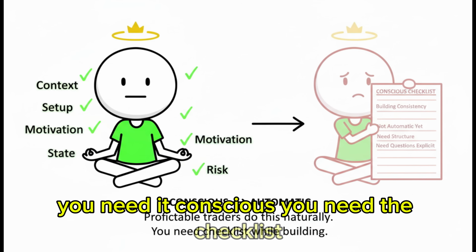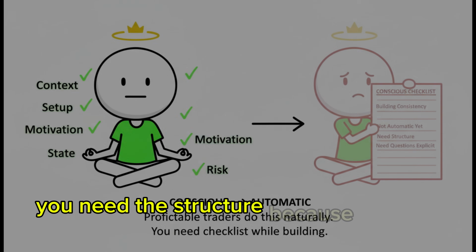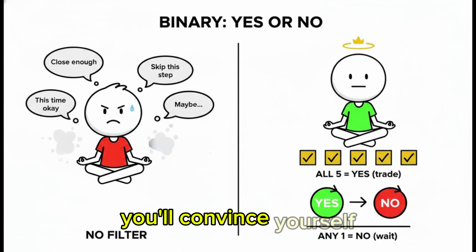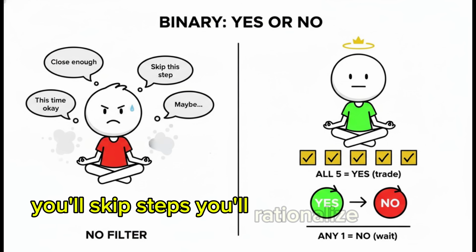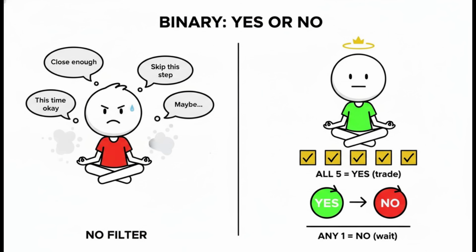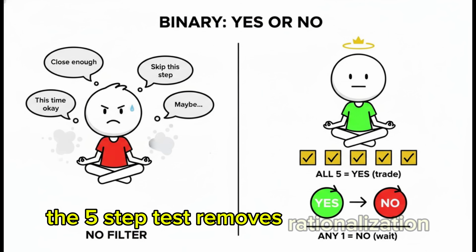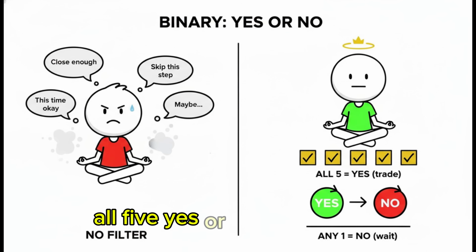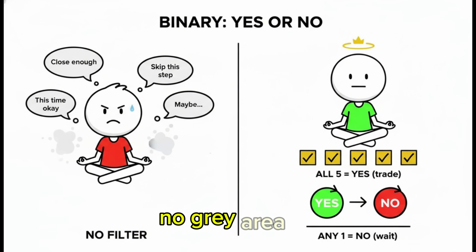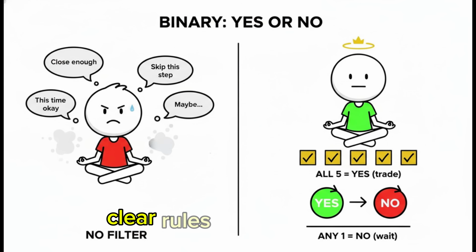You need the checklist. You need the structure. Because without structure, you'll convince yourself that marginal trades are good enough. You'll skip steps. You'll rationalize. And you'll lose. The 5-step test removes rationalization. It's binary, yes or no. All 5 yes or you don't trade. No gray area, no maybe. No this time, it's okay. Clear rules, clear execution, clear results.